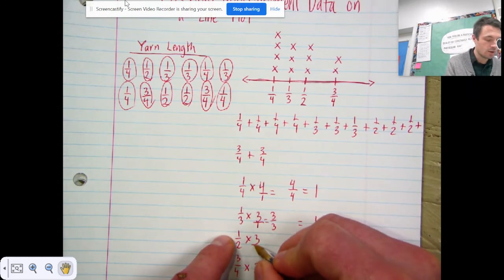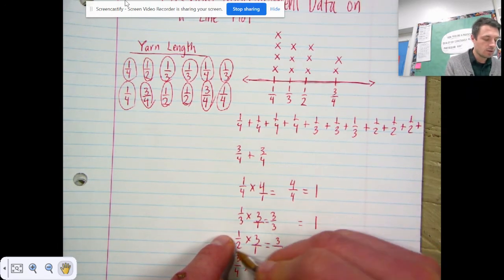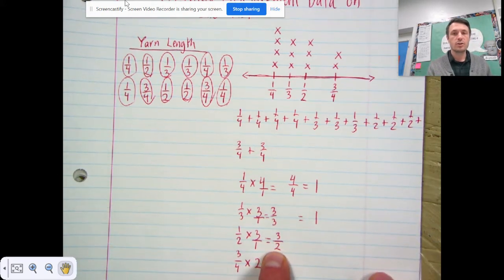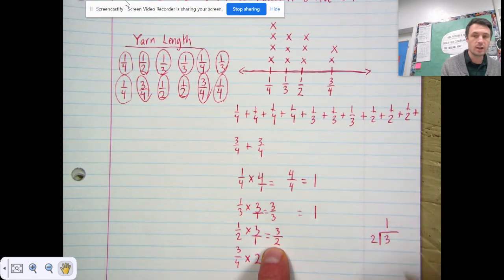1/2 times 3. Give the whole number a denominator of 1. 1 times 3 is 3. 2 times 1 is 2. This is an improper fraction, so we have to change it into a mixed number by dividing the denominator into the numerator. 2 times 3, 2 can go into 3 one time.